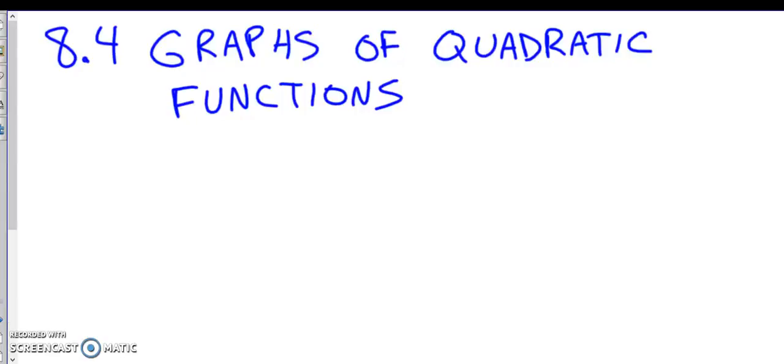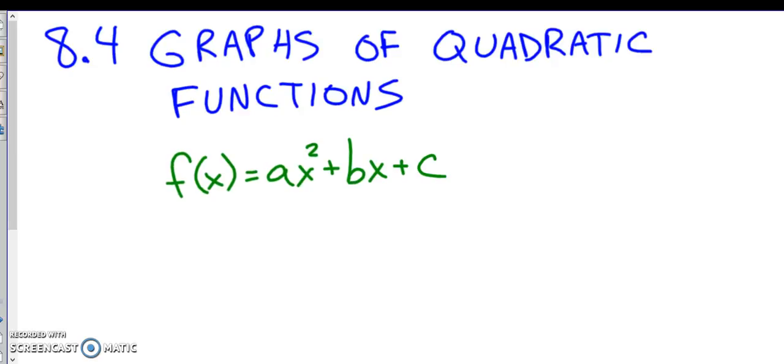Bridges, section 8.4, graphs of quadratic functions. So far, we've been working with quadratic functions that are in general form. In other words, f of x equals ax squared plus bx plus c. So that's general form.